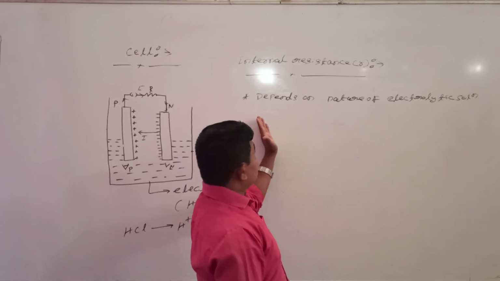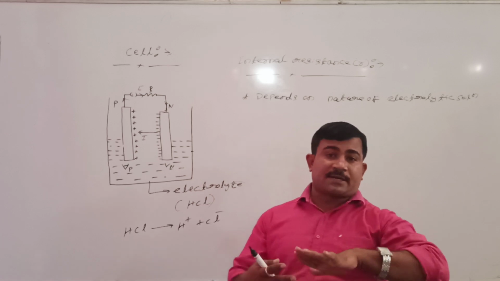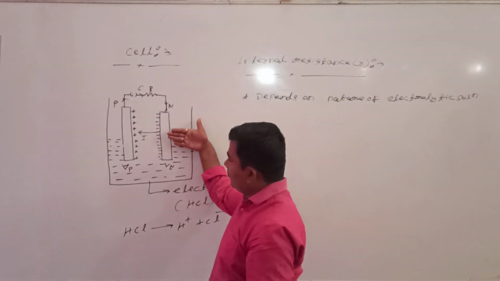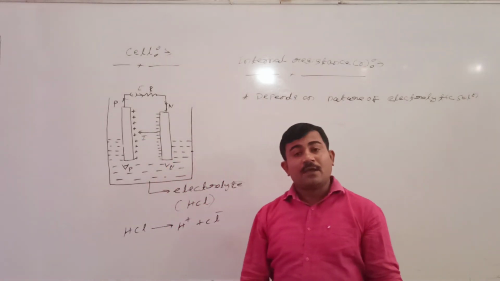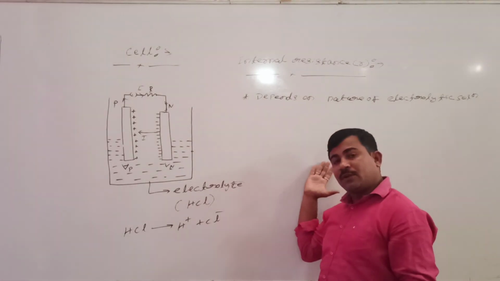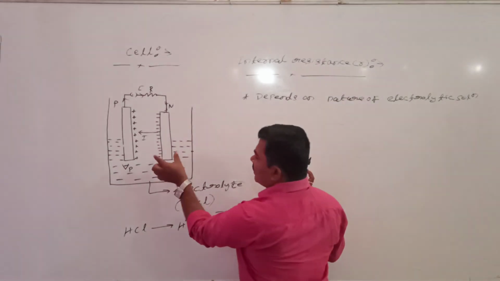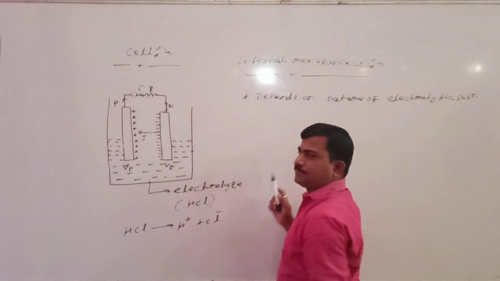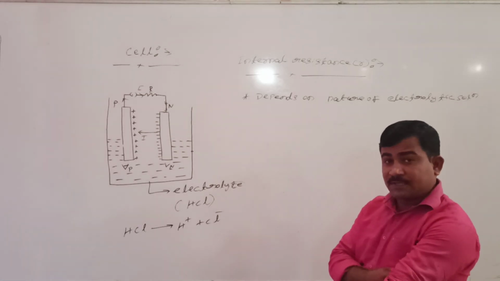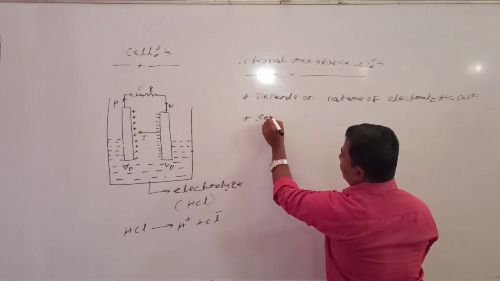Internal resistance of the cell depends on the nature of the electrolytic solution. Nature means conductivity counts here. The more the conductivity of the solution, the more easily ions move, and so the lesser the resistance. More the conductivity of the electrolytic solution, lesser the internal resistance. And the second factor is the separation between the two electrodes: the more the separation between electrodes, the internal resistance will increase directly.